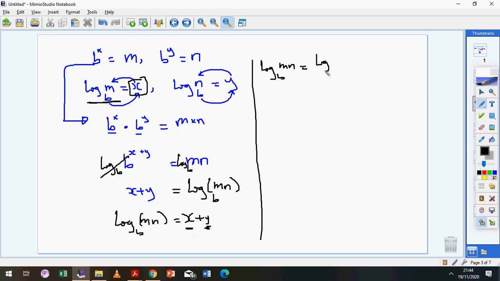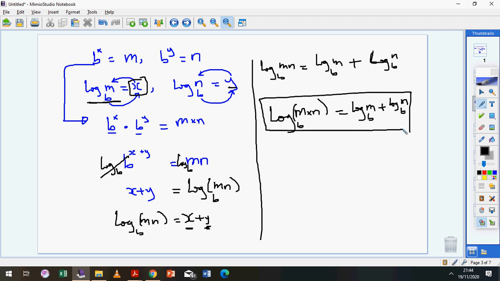Logarithm of b to the power m. And the logarithm of y alone, y is equal to logarithm of n to the base b. So that's my proof that every time I'm multiplying numbers, that's the same thing as adding the logarithms of those numbers. That is the proof of the product to addition property of logarithms.